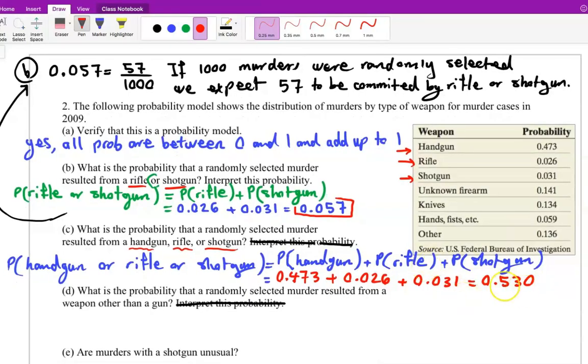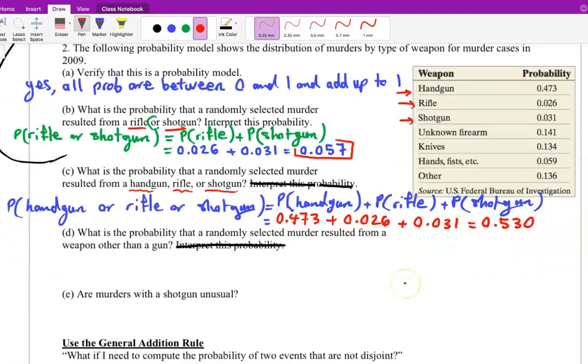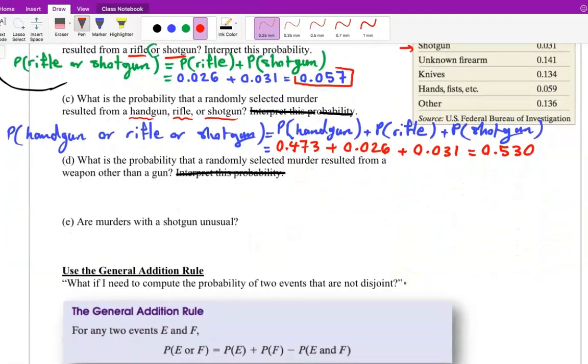So if you want to interpret like that, now instead of 57 we have 530 and the denominator again 1000. So we only need to change these. So if 1000 murders were randomly selected, we expect 530 to be committed by these 3: handgun, rifle, shotgun. So exactly the same thing.